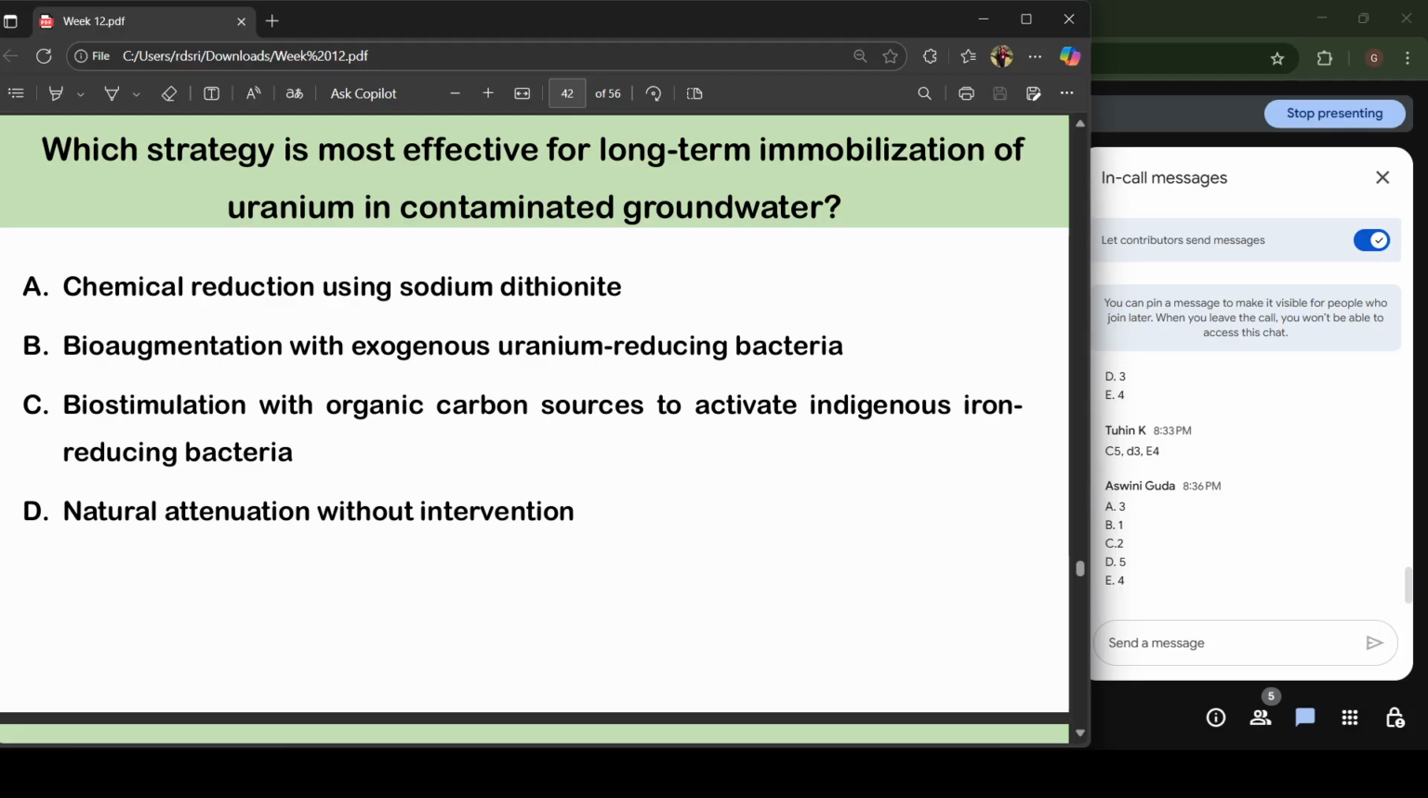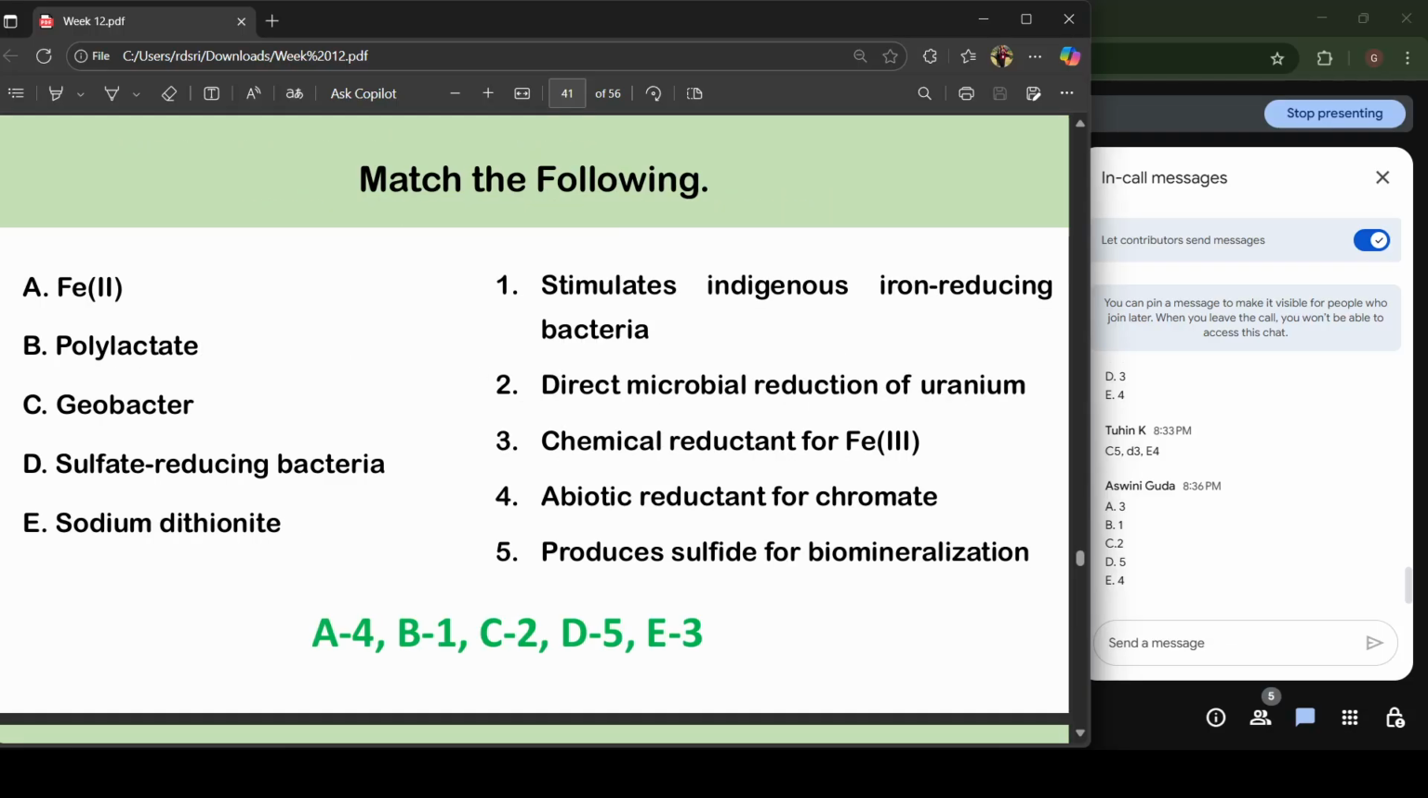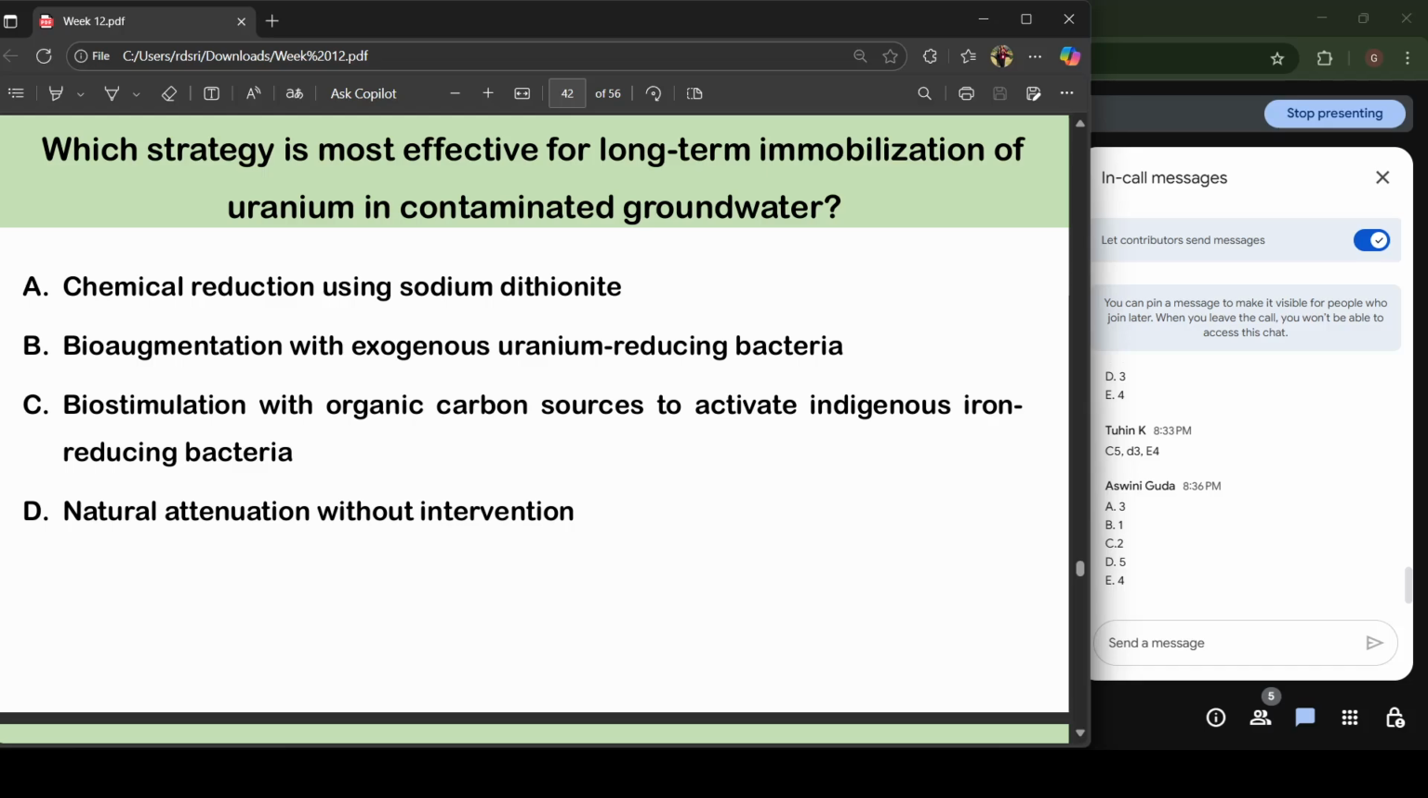So the next question is, which strategy is most effective for long-term immobilization of uranium in contaminated groundwater? It's a question that continues from the previous one. I hope the last answer was satisfactory. If you have any discrepancies, please let me know in the chat box. Otherwise, try to answer this question.